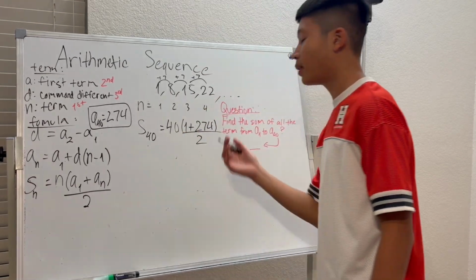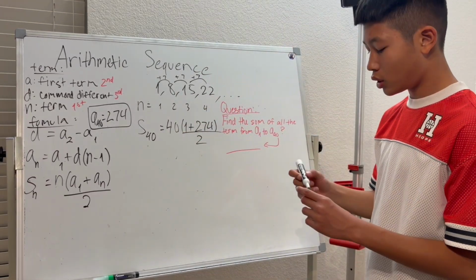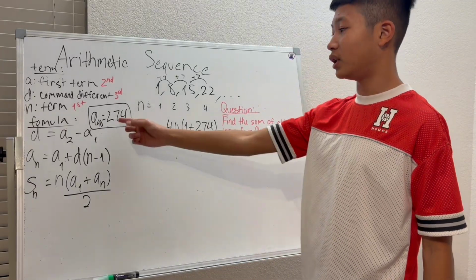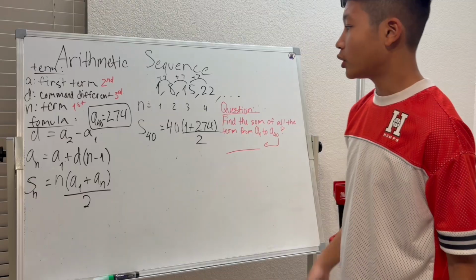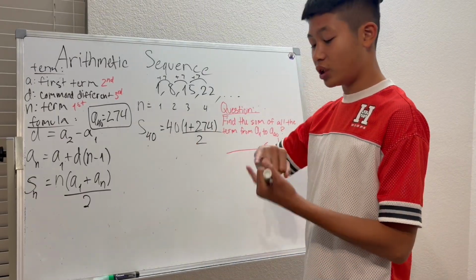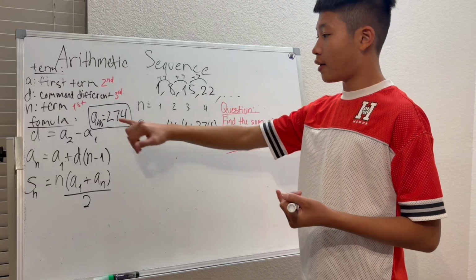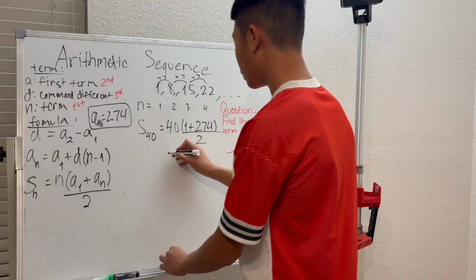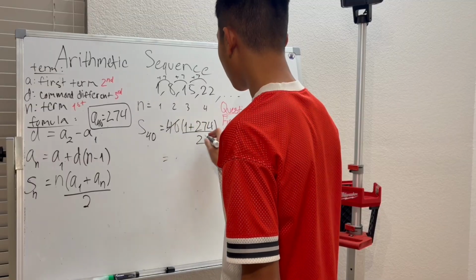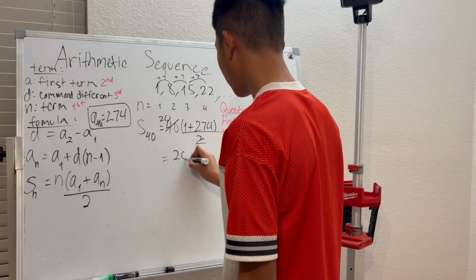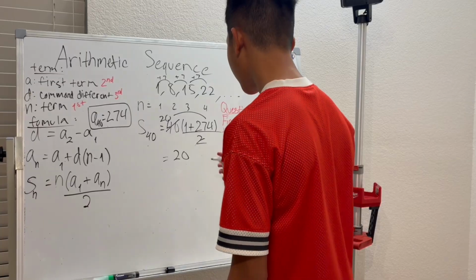Okay, plug in this formula. The a sub n is a sub 40, so that's why we need this number right here. That's why we had to calculate it, which was pretty hard. Then we plug it into this formula. This reduces to 20 times 275, which is very easy.